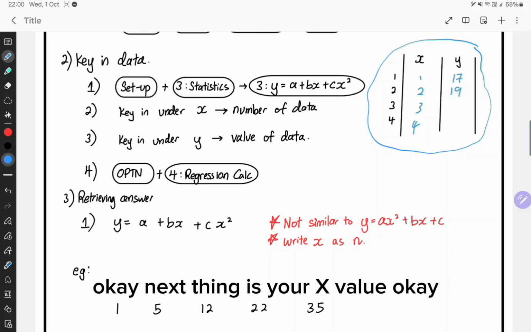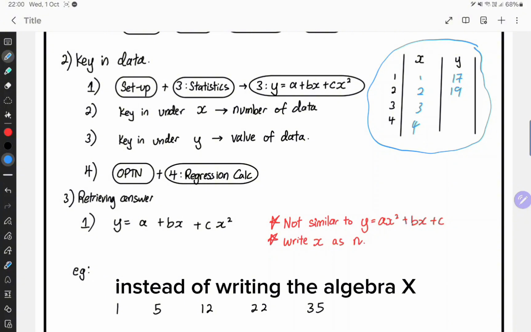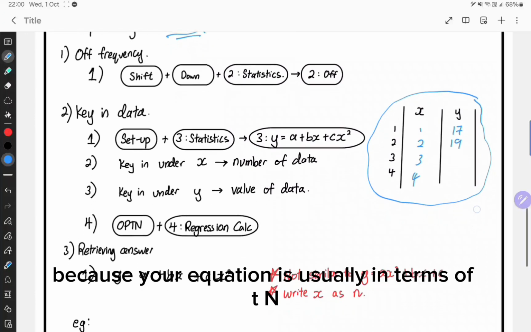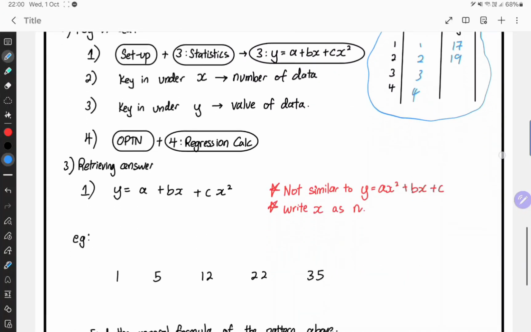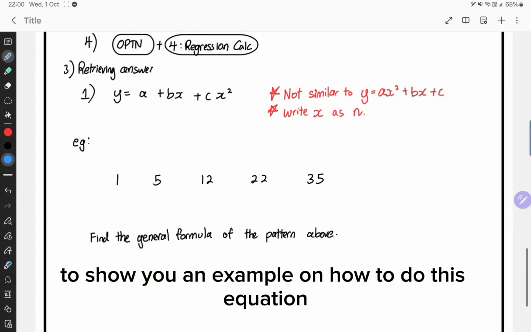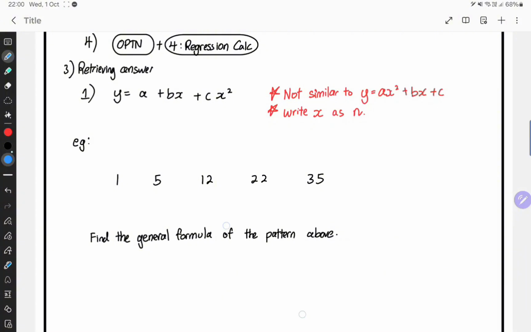Okay, next thing is your x value. Okay, instead of writing the algebra x, you need to write it as algebra n, because your equation is usually in terms of Tn. Okay, so right now I'm going to show you an example on how to do this equation.